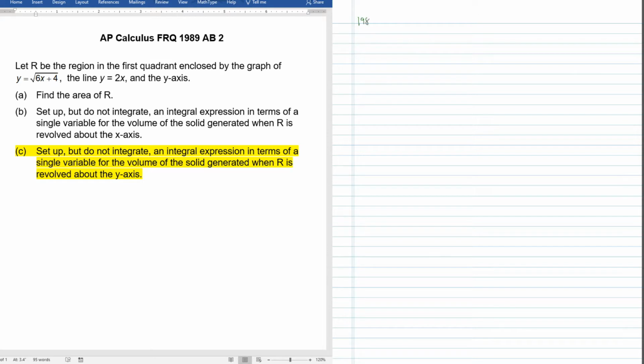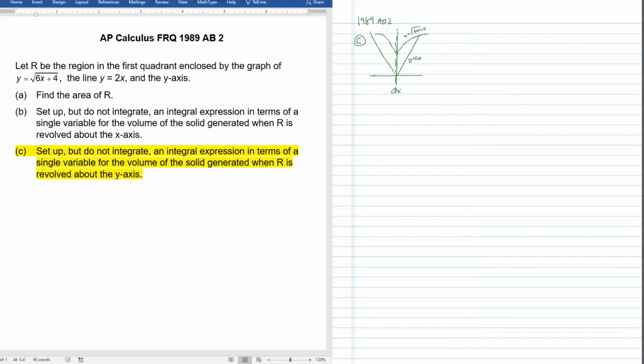Okay, we're going to now finish up 1989 AB2's number question, specifically part C. In this case, we're supposed to take this graph, y equals radical 6x plus 4, y equals 2x, and rotate it around this line here so that it would look something like this, revolved around.